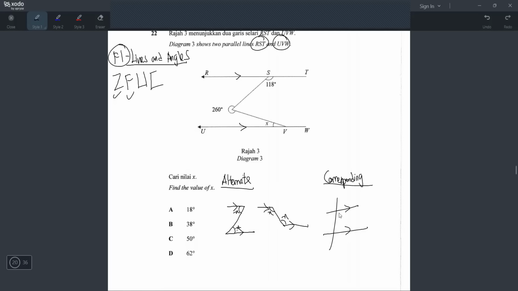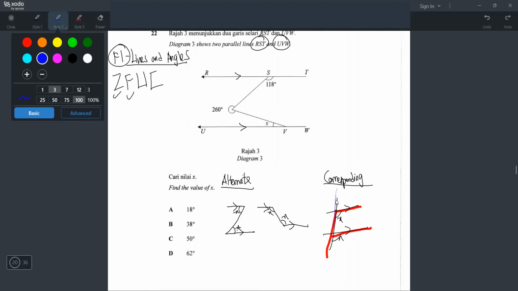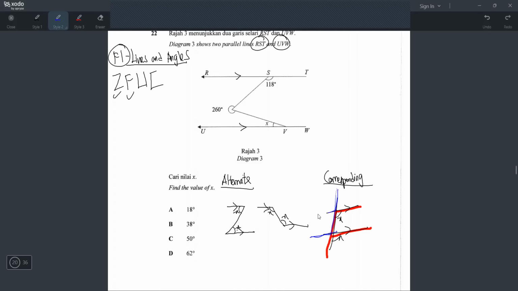So for F, what it means is, when you see an F shape, let me use a highlight. When you see an F shape like this, this angle and this angle will be the same. So X and X like this. But your F can also be like this. Do you agree? It's like an upside-down F. So can you tell me, if your F is upside down like that, which angle and which angle are the same? This one and this one. So if this is angle Y, this is angle Y, right?